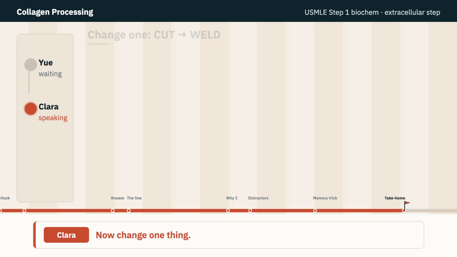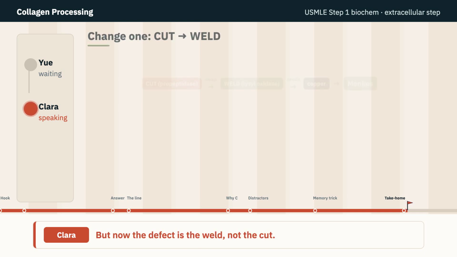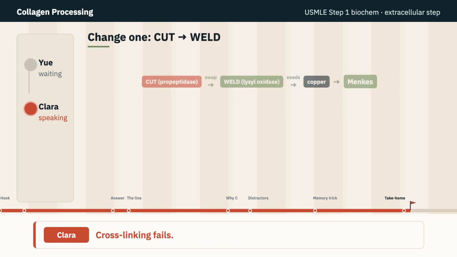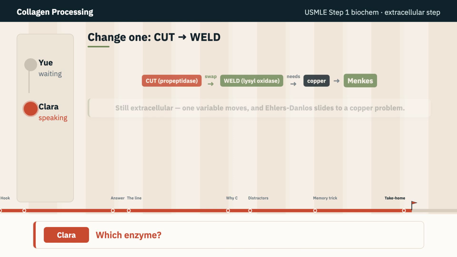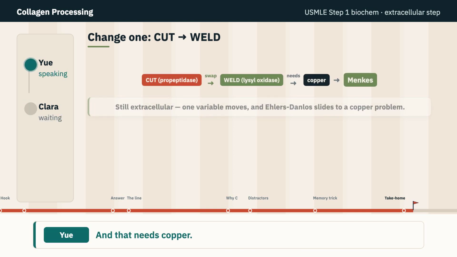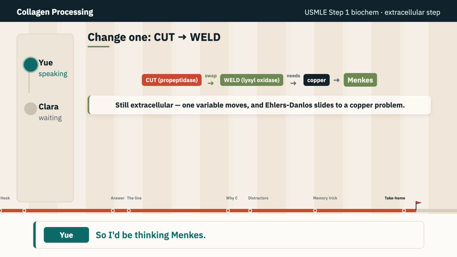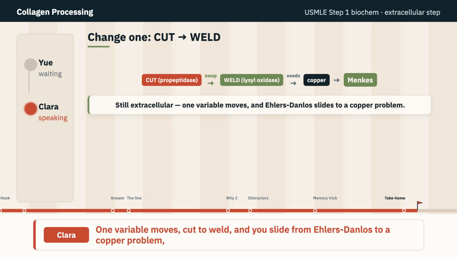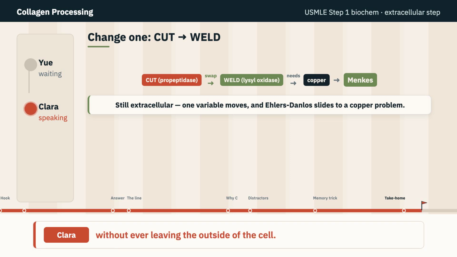Now change one thing, same extracellular biopsy. But now the defect is the weld, not the cut. Cross-linking fails. Which enzyme? Lysyl oxidase, and that needs copper, so I'd be thinking Menkes. There it is. One variable moves, cut to weld, and you slide from Ehlers-Danlos to a copper problem, without ever leaving the outside of the cell.